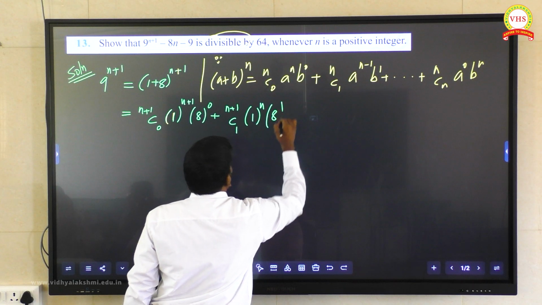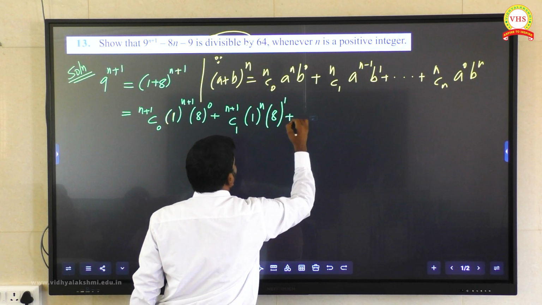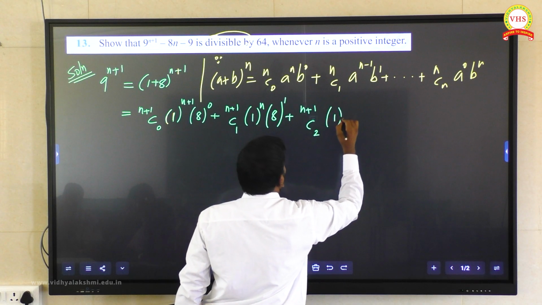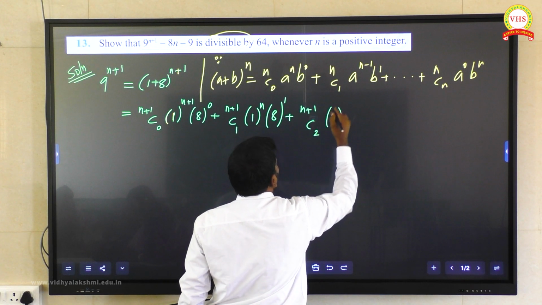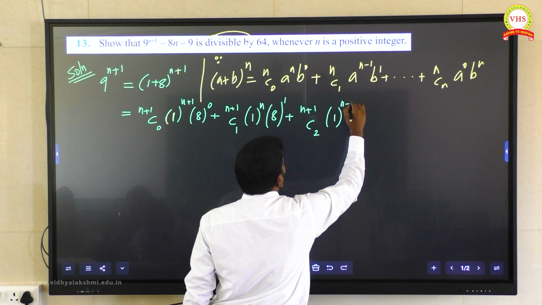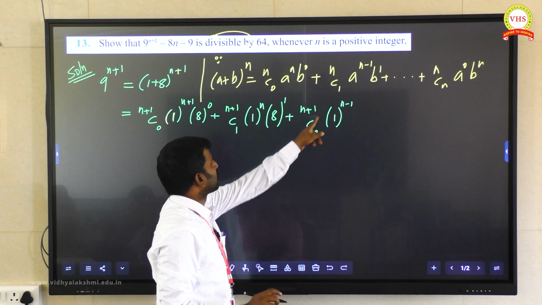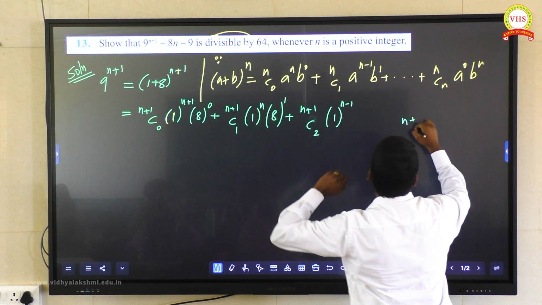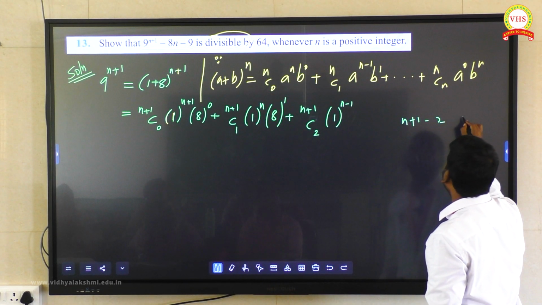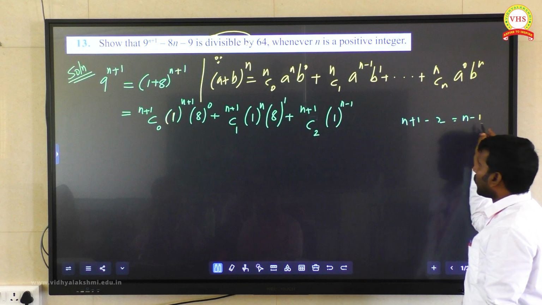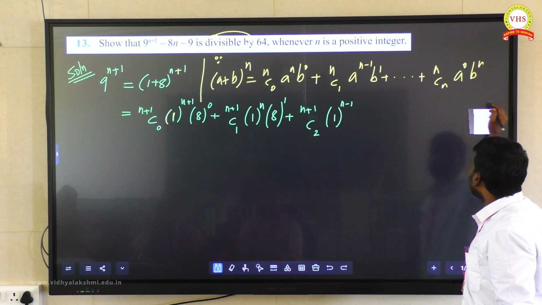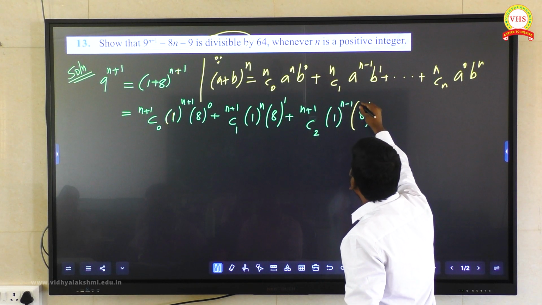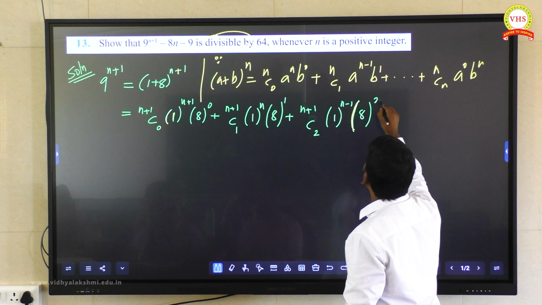Now 8 power 1 you will be getting, plus n plus 1 C2, a value 1 whole power, and when I subtract these two, what am I getting? Power n minus 1, because n plus 1 minus 2 gives minus 1. Do you understand? n plus 1 minus 2, when I subtract, I am getting n minus 1. That I am writing directly there. Understand? Into the b value we have 8, 8 whole power 2. This 2 we have to write.